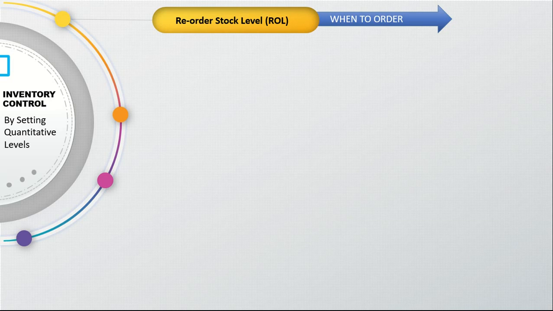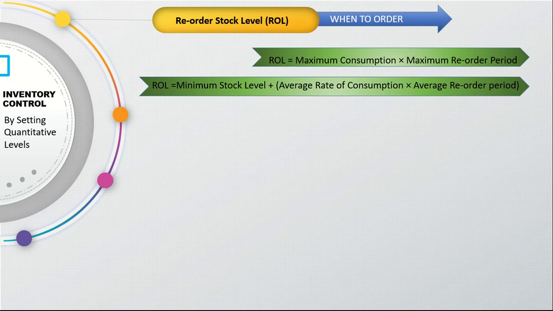It is calculated as: reorder level equals maximum consumption multiplied by maximum reorder period. Maximum consumption equals the maximum rate of material consumption in production activity. Maximum reorder period equals the maximum time to get an order from the supplier to the stores. This can also be calculated alternatively as below.